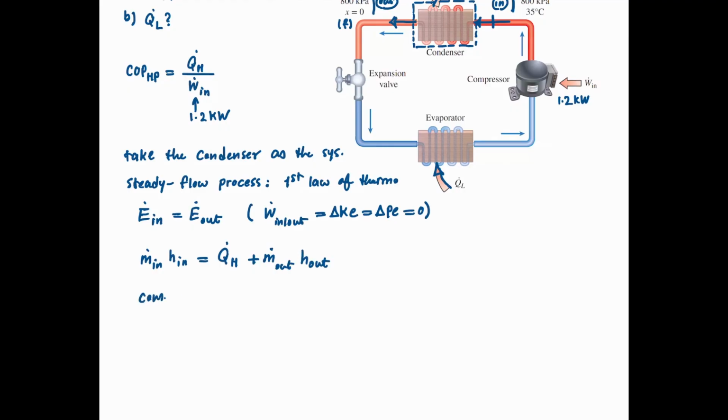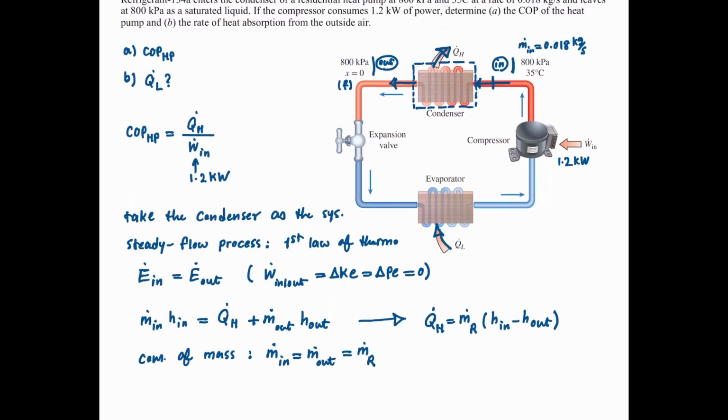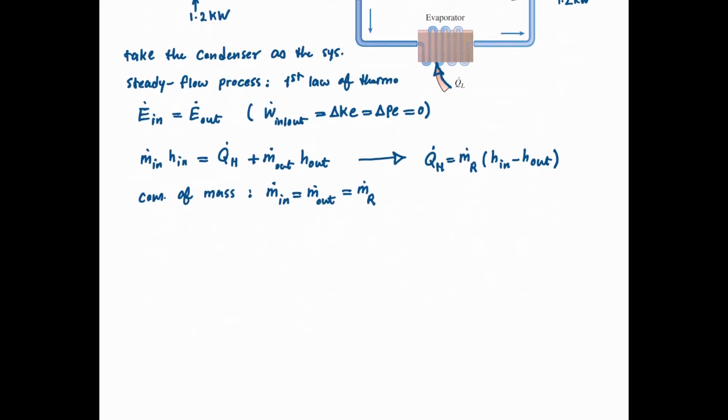Also from conservation of mass, for a steady flow process in the condenser, m dot in will be equal to m dot out, and I'm going to just call it mass flow rate of refrigerant. So I'm going to put this m dot of refrigerant into the first law and rearrange this for Q dot H because we're interested in Q dot H. So Q dot H will be equal to mass flow rate of refrigerant times h in minus h out. Mass flow rate of refrigerant is given in the problem statement, 0.018 kilogram per second. So I need to solve for h in and h out.